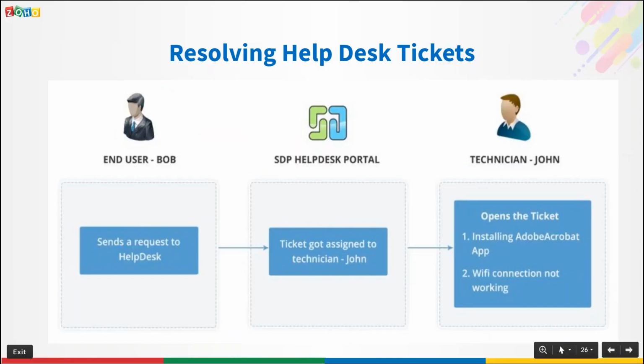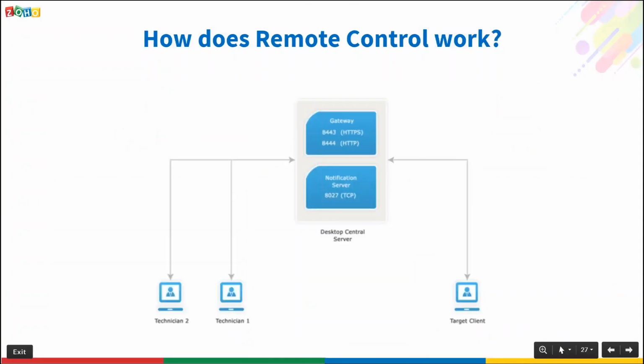So this is the first scenario. Before we get into the second scenario, we saw how the remote control works in the front end. So how does this actually work at the back end? Once the technician, myself, initiated the session and clicked on Connect, this request was sent to the Desktop Central server.